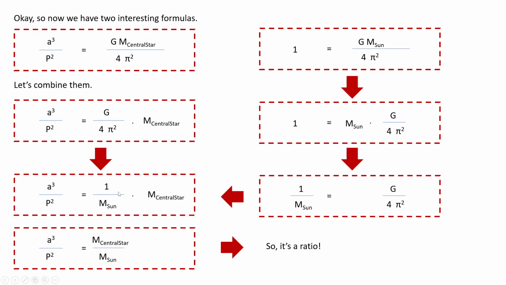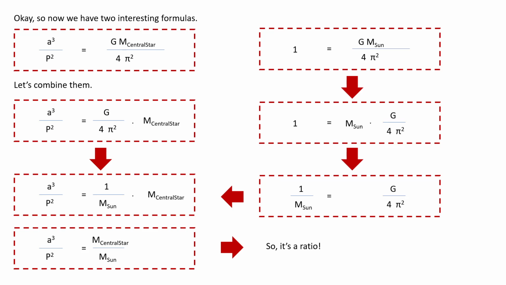But then this is just multiplying. 1 times the mass of the central star is just the mass of the central star. So you end up with a cubed over p squared equals the mass of the central star over the mass of the sun. But that's just a ratio. It just means that I can calculate the mass of a central star in units of solar masses. That's pretty cool.